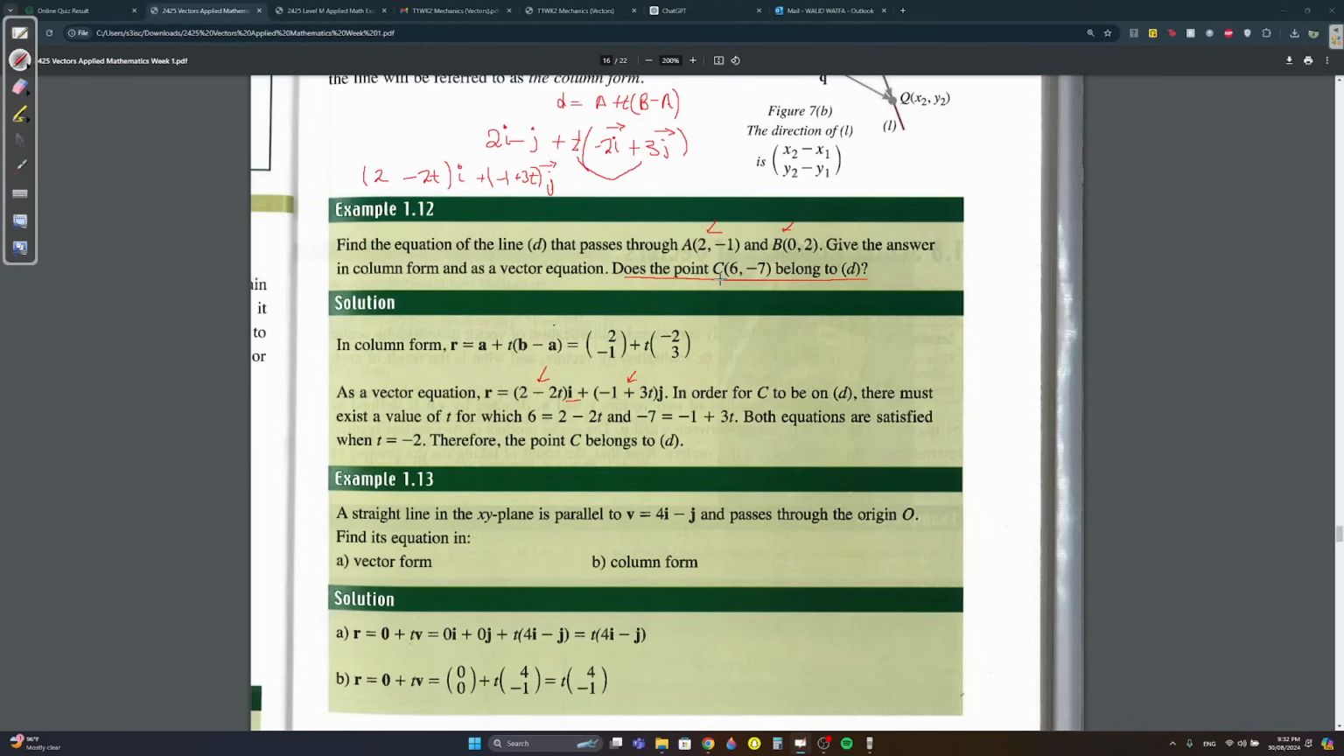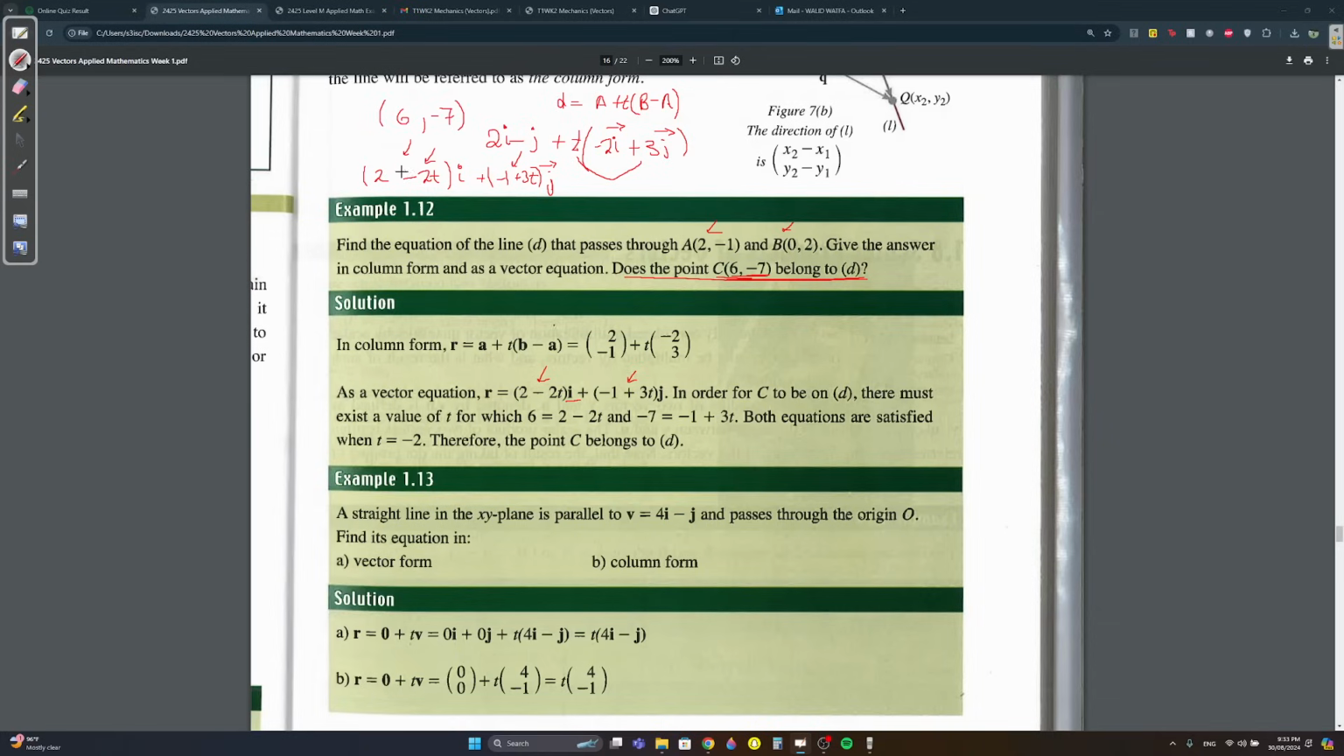Then they asked, does the point 6, minus 7 belong to D? This is not very important, but I will show you how to do it in case it comes. What you do is you substitute. There has to exist a value for t that satisfies both equations. You have 6 comma minus 7 for C, right? You want to see if this C is on this line. 6 comma minus 7. How do you know if it belongs?